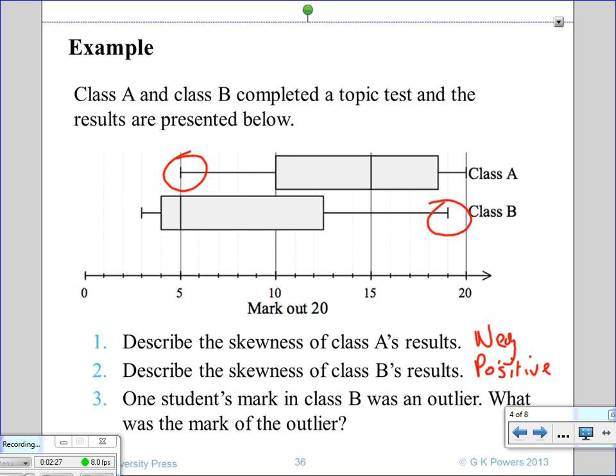One student's marks in B were an outlier. What was the mark of the outlier? Well, in B, I reckon the outlier would probably be this student here. And that student appeared to have got 19 out of 20 for that mark.